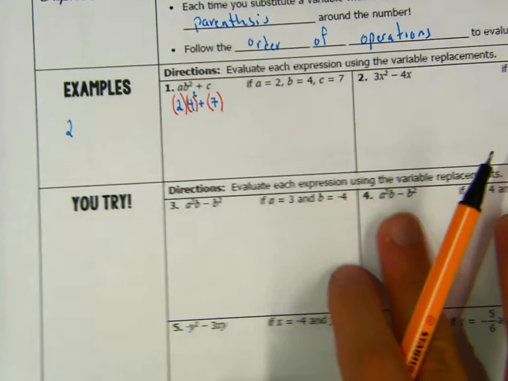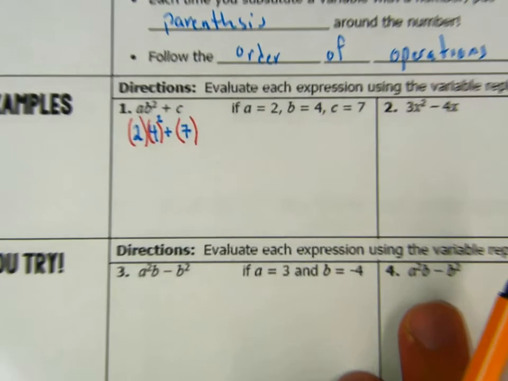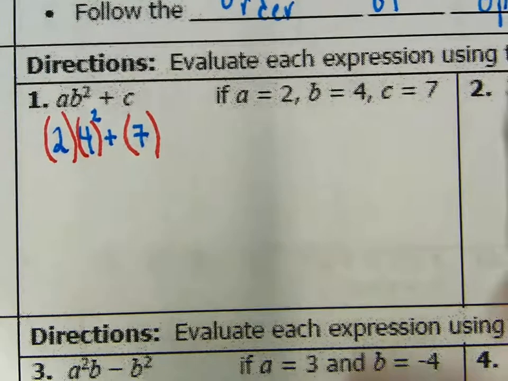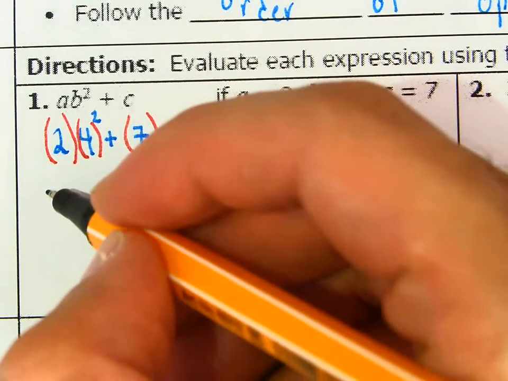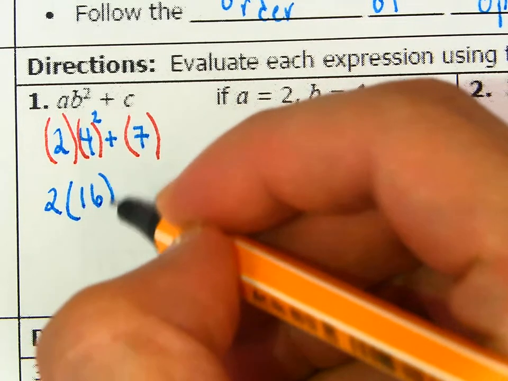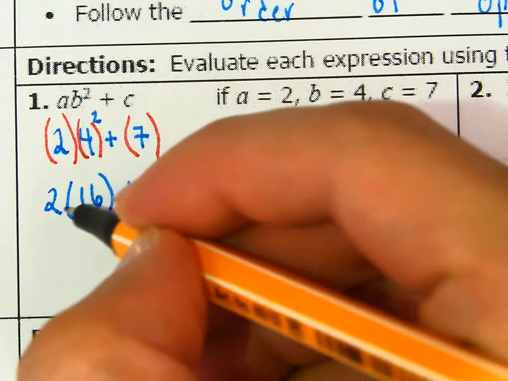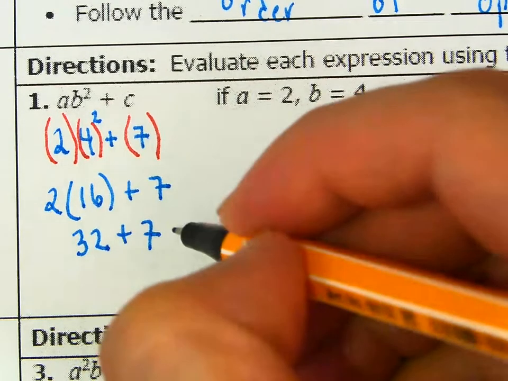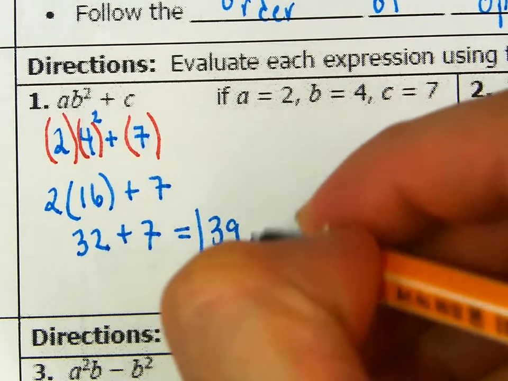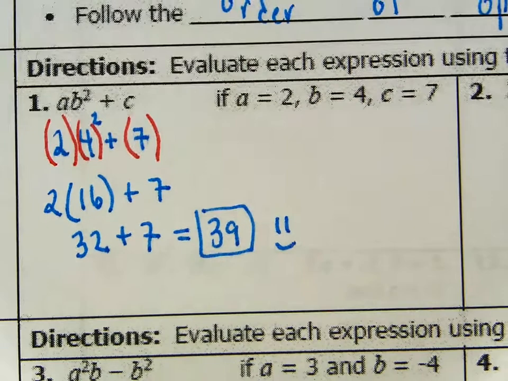So for this part here, let's go back to the actual problem. Here, we're going to have to follow PEMDAS. So first we have to do the 4 squared first. So this is 2 times 16 plus 7. 2 times 16 is 32 plus 7. What is 32 plus 7? That is 39. Muy bien.